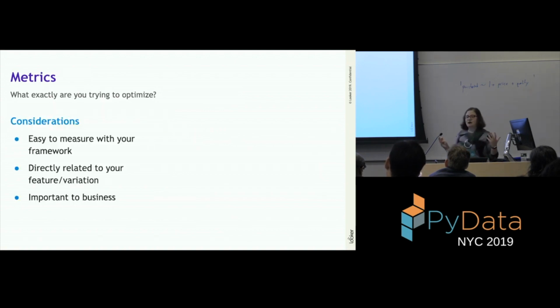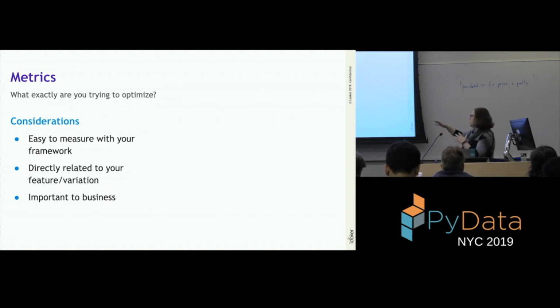Your metric has to be measurable with your framework. So for instance, if you decided that you're using an email marketing platform, it's probably not going to be easy for you to measure things like the dollar amount that people purchase on your website, because that's going to be logged in a completely different system than your email marketing software. So you have to have a match up that way.